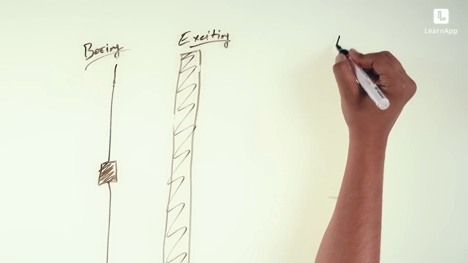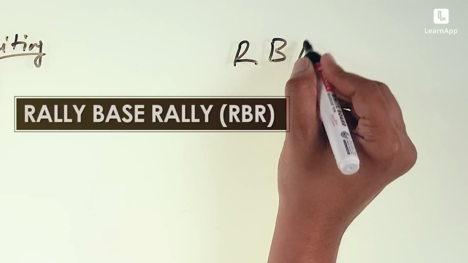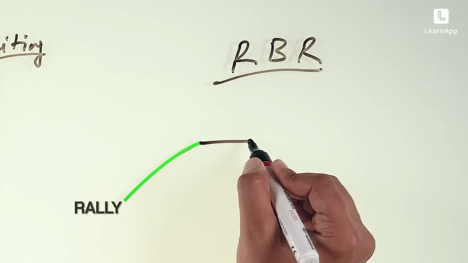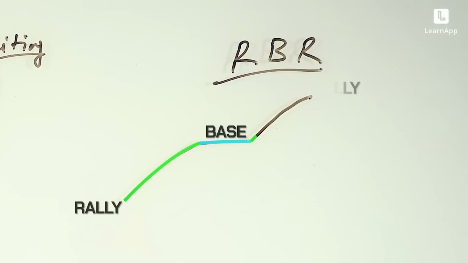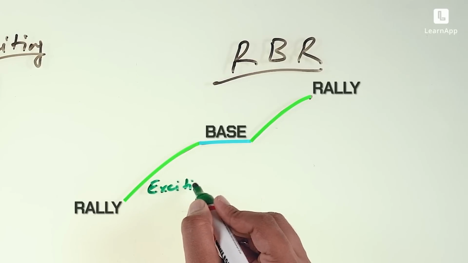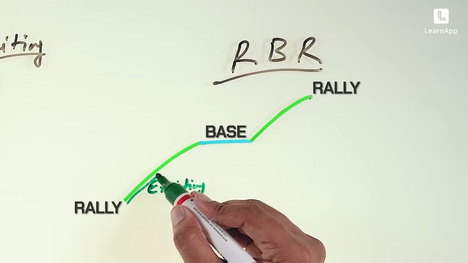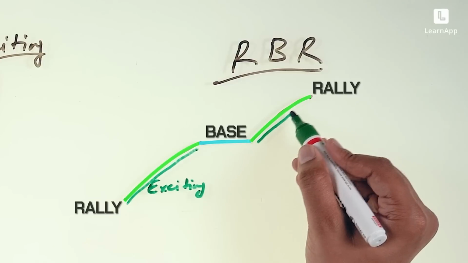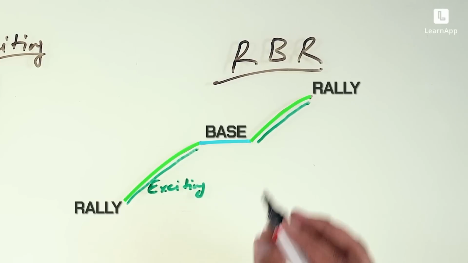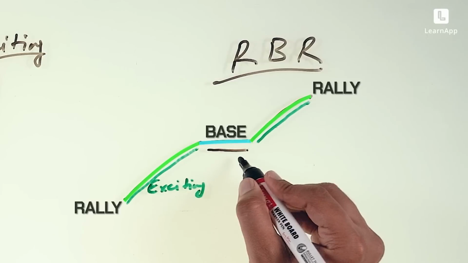First, let's start with the rally-base-rally. This is very simple. You have a rally, you have a base which is sideways, and then you have a rally again. Now, what we want over here is that this is made up of exciting candles, right? This area over here. Okay, and also this. You want the other one, like this one, to actually be made of boring candles. Okay.